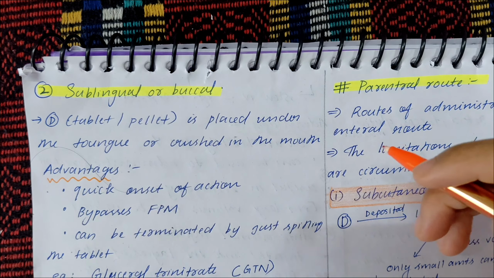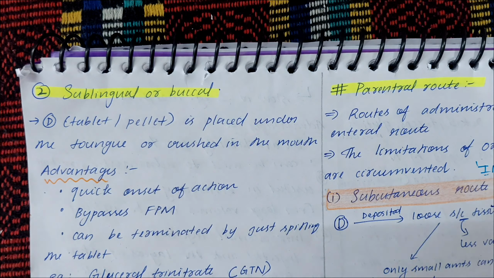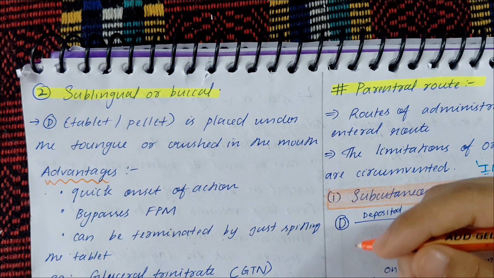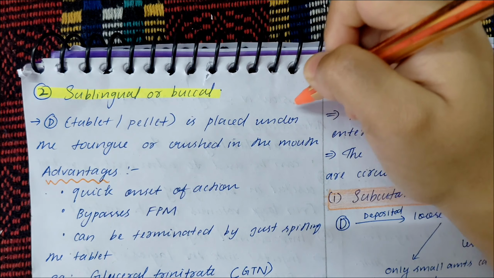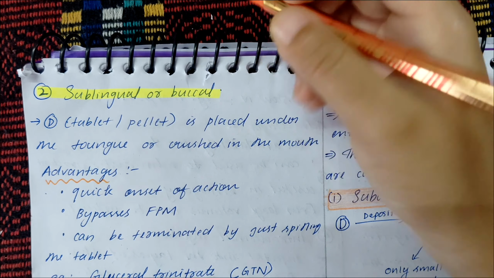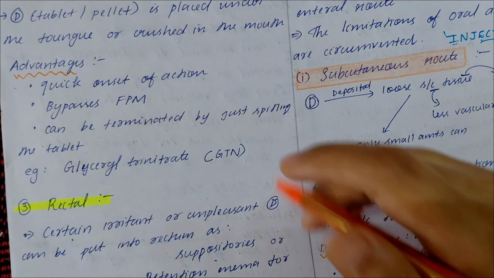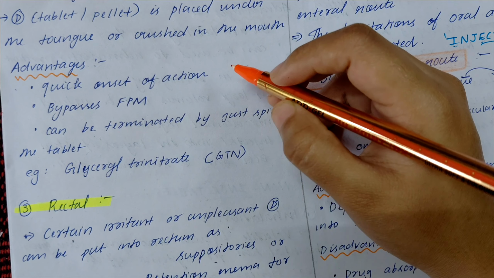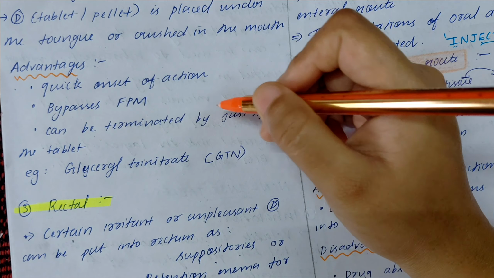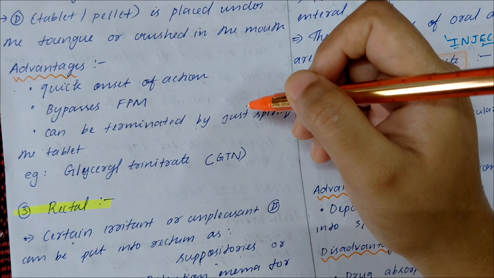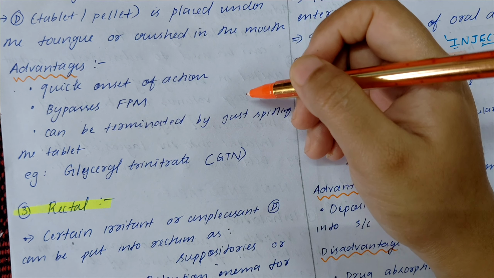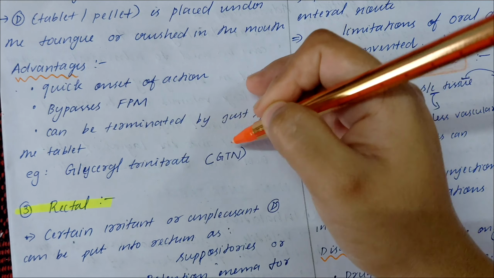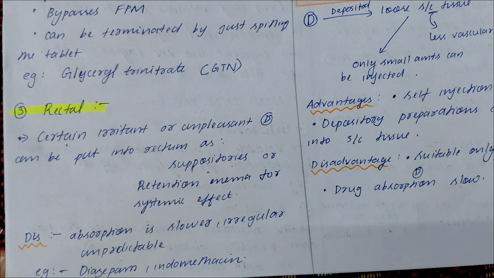Sublingual route, sublingual or buccal route. So what we do is keep the drug under the tongue. The drug or tablet or pellet is placed under the tongue or is crushed in the mouth. Advantage: it has a very quick onset of action, and it also bypasses first pass metabolism, which is very important, and it can be terminated by just spitting. An oral drug we can't even do that with. If the person finds it difficult, we can just spit it out. Example, glyceryl trinitrate.